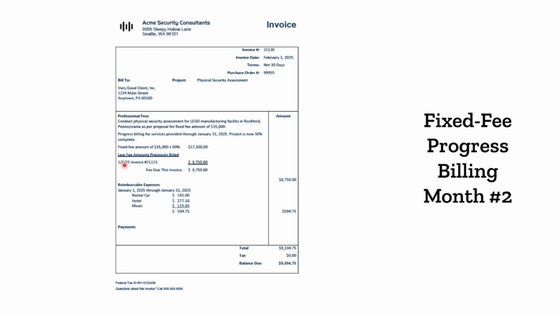From this amount, you would deduct the previous month's payment. This is the $8,750 that was billed in January. So the amount that would be due this month in terms of fees would be $8,750 again. To this amount, you would add the expenses that you incurred during this month to the fee amount to arrive at the $9,334.75 total that was due for this monthly progress billing.